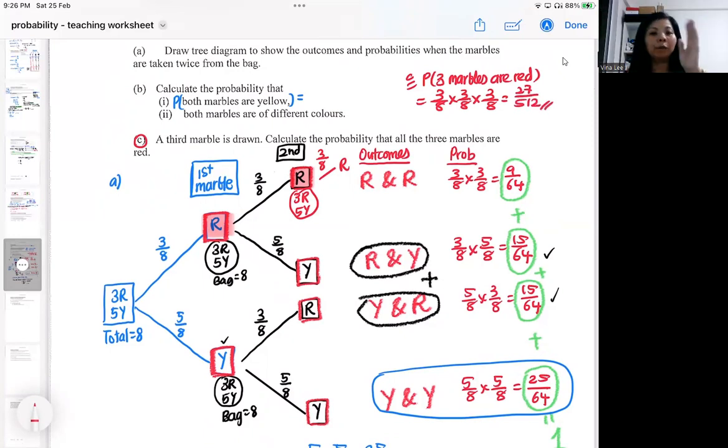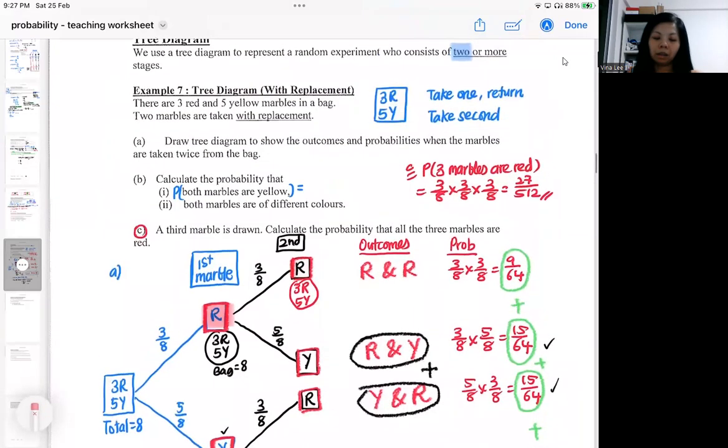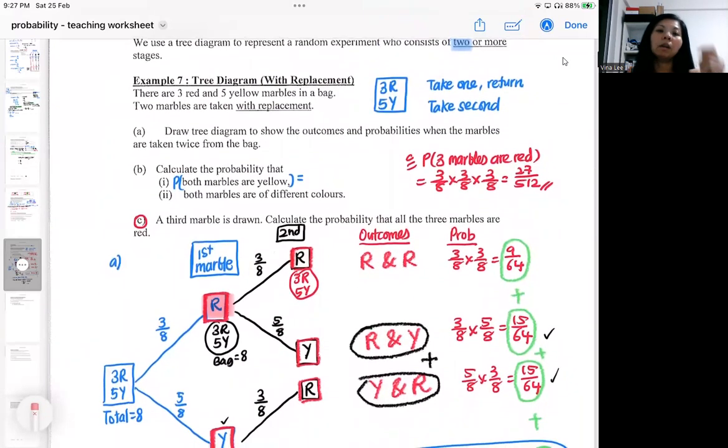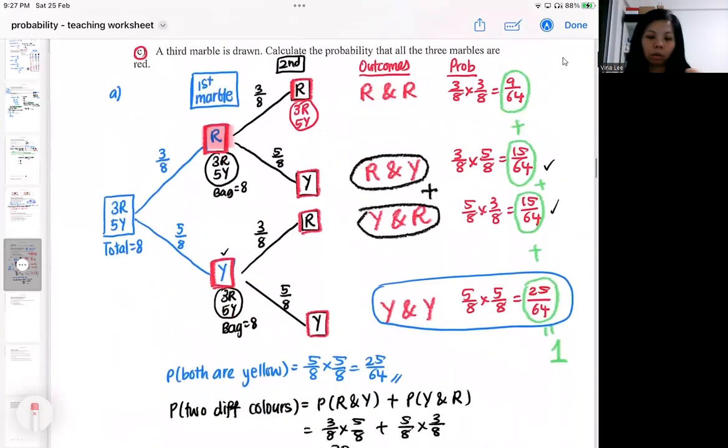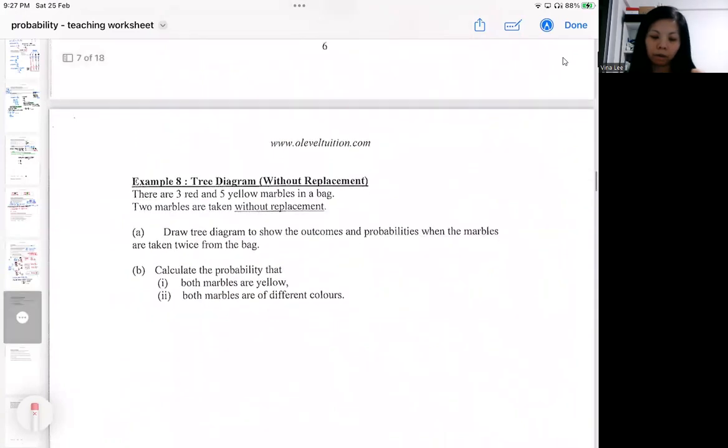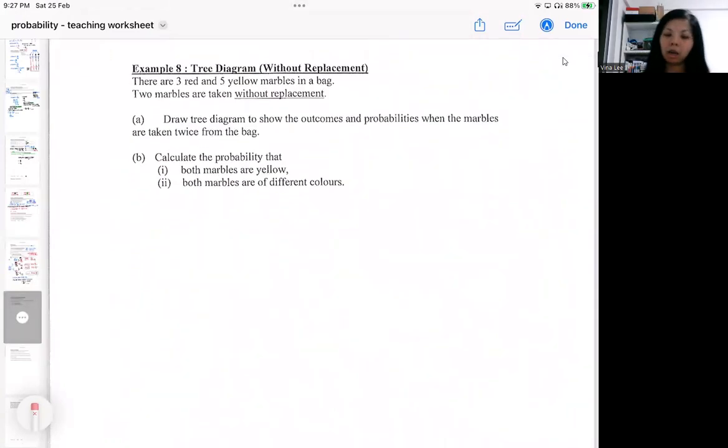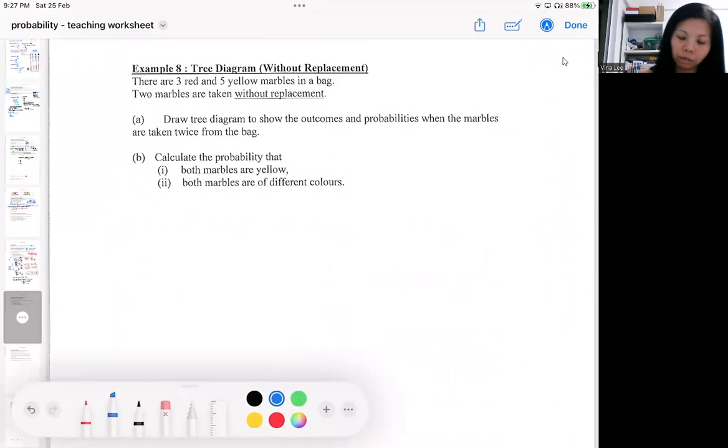It doesn't mean that if you draw the third item, you actually need to branch out one more time. It will be quite messy, but you can use your current tree diagram to help you. So that is a typical tree question with replacement. Replacement means you take one, look at it, return, and then you take a second one. We're going to repeat the whole thing all over again for the next example, but this time it will be done without replacement.